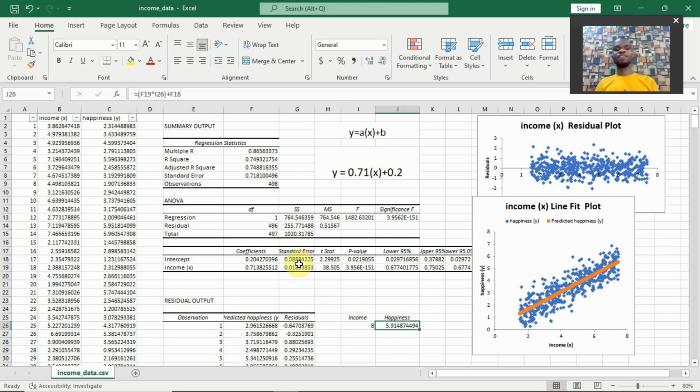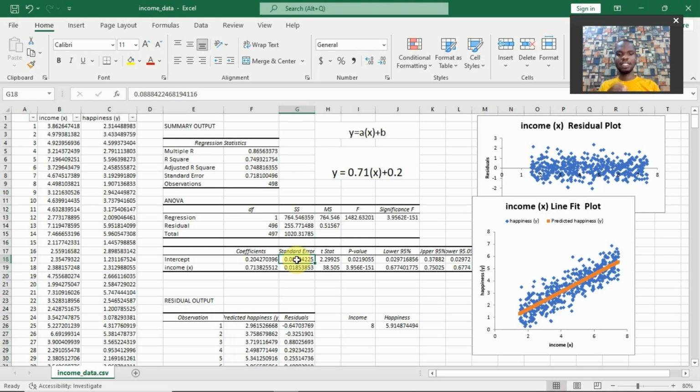Now, we have standard error, which shows us how our values vary from the normal. Smaller values indicate more precise estimates. So that's what I noted down here: smaller values of standard error indicate more precise estimates. So the smaller this value, the more accurate the estimation is.